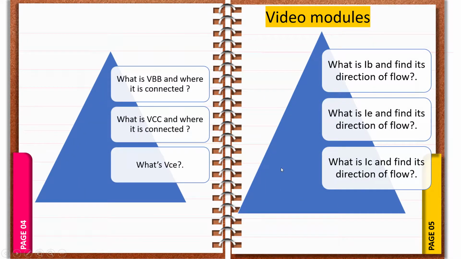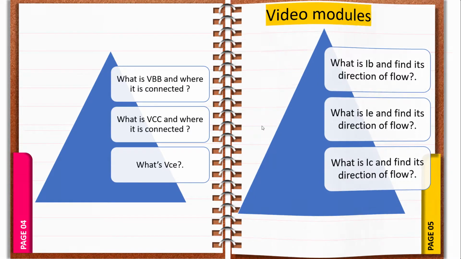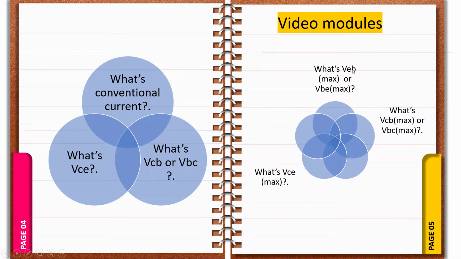In this video, I am going to explain what is IB and find its direction of flow. What is IE and its direction. What is IC and its direction. What is VBB and where it is connected. What is VCC and where it is connected. What is VCE? Similarly, what is VEB max or VBE max? What is VCB max or VBC max? What is VCE max? What is conventional current? What is VCB or VBC?